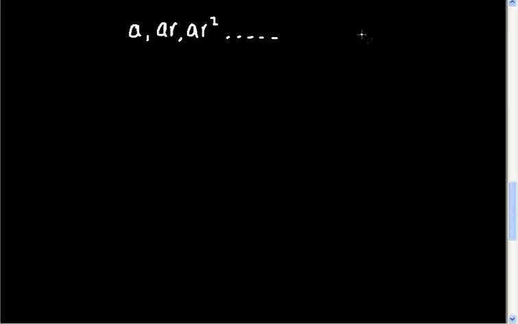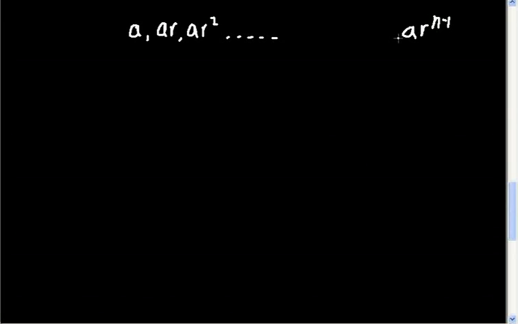So if I wanted the first 100 terms, I would have AR to the power 100. No, I wouldn't. I would have AR to the power 99, because the power you need to raise is always 1 minus the term for which you're looking. Let's say that term is called n. It's not 10, it's not 100, it could be anything. So it's AR to the n minus 1.